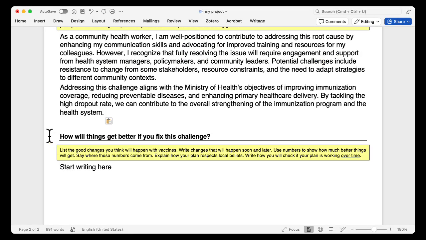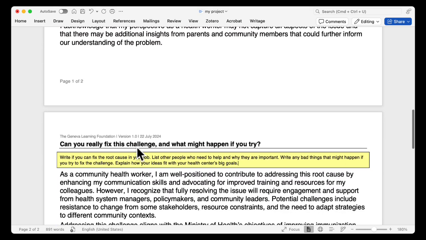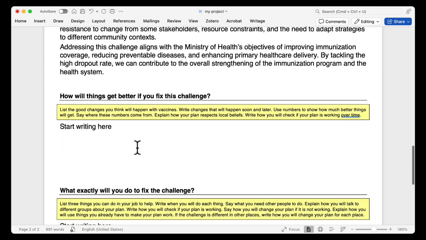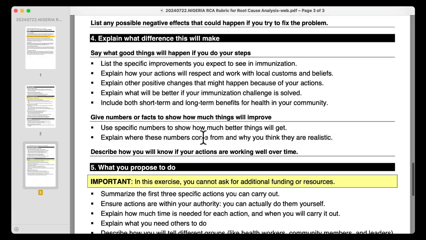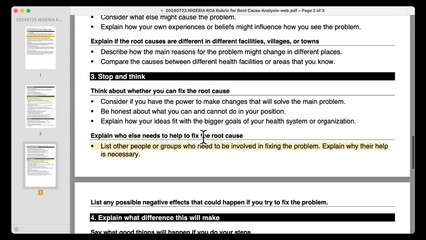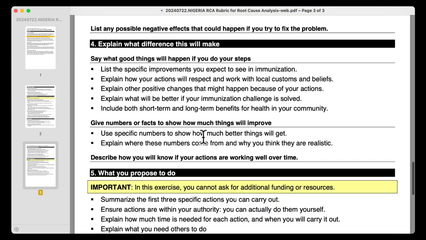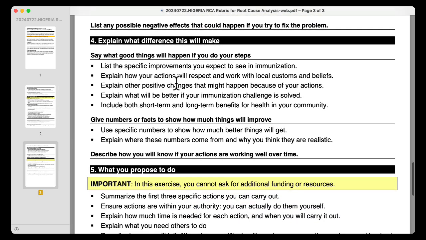So is how will things get better if you fix this challenge? Okay, there's actually 2. Yeah, sorry. Explain what difference this will make. Yeah, so that was the stop and think, sorry. So again, be careful when you're looking at the different criteria. You don't want to mix them up, because your reviewers hopefully won't do what I just did, which is confuse the different criteria. So keep track, stay awake, and pay attention and listen. Explain what difference this will make. So what good things will happen if you do your steps?